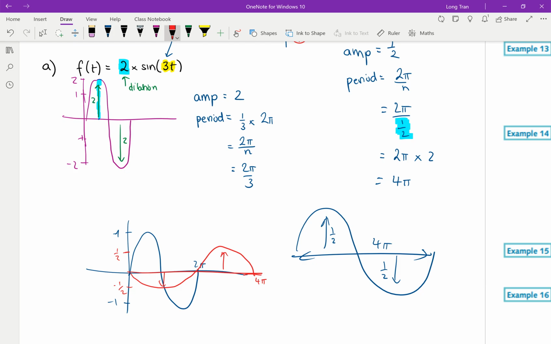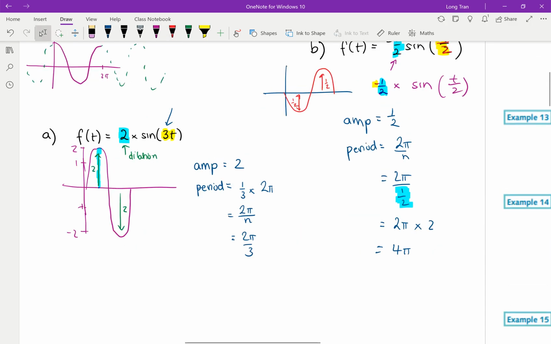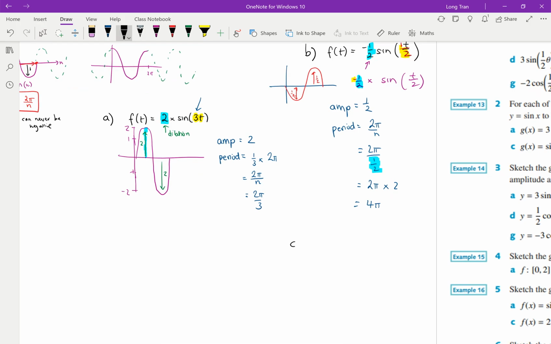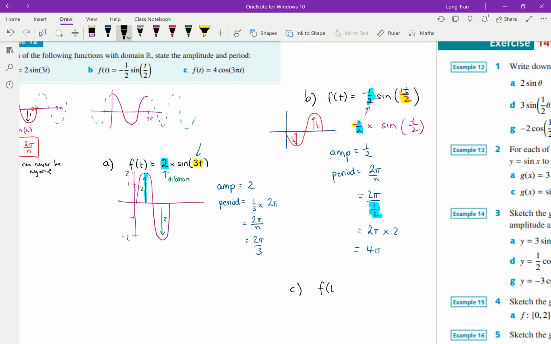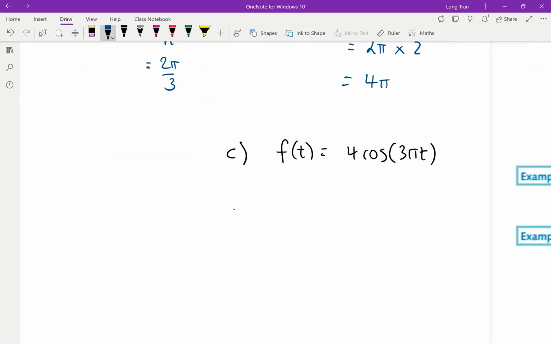Okay, hopefully that now makes a bit more sense than what I initially started off with. And so then finally, answering question C, we can just go straight to answering it. 4 cos of 3 pi t. If I were to answer this question straight off the bat, I'll simply say the amplitude is clearly the dilation factor, which, I'm going to highlight again, is whatever you multiply into the function, which is 4. So I know amplitude is 4, and then period is equal to 2 pi on n, and n is the dilation factor from the y-axis, which affects the x variable, and we can see it's 3 pi.